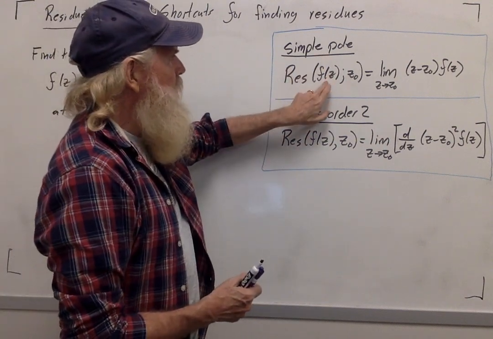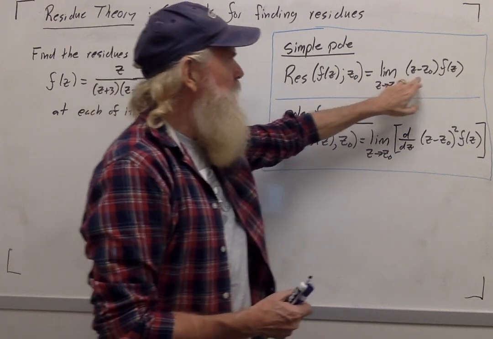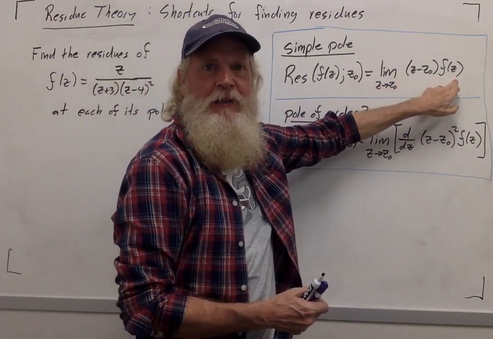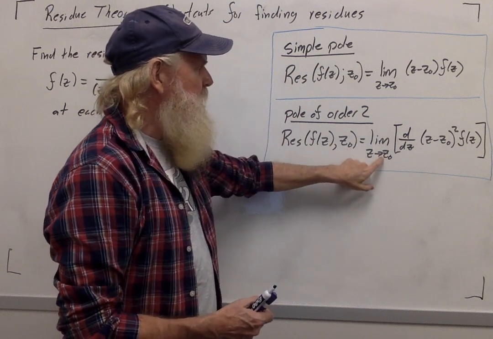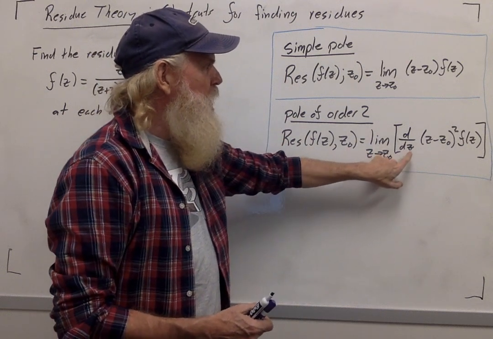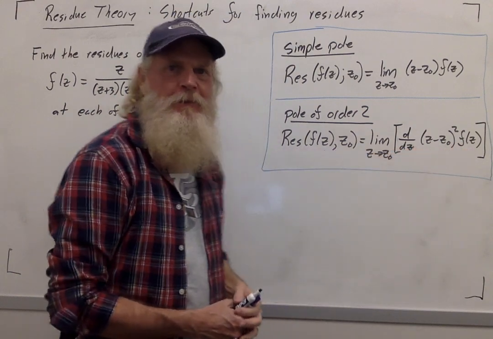At a simple pole, the residue of the function at z naught is the limit as z goes to z naught of (z minus z naught) times f of z. At a pole of order 2, the residue is given by the limit as z goes to z naught of the derivative of (z minus z naught) squared times f of z.